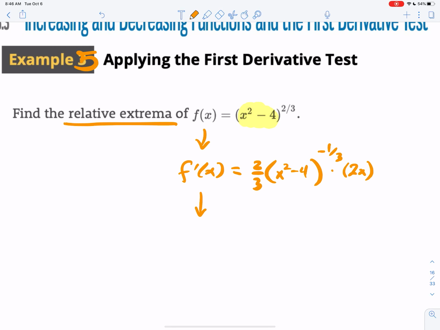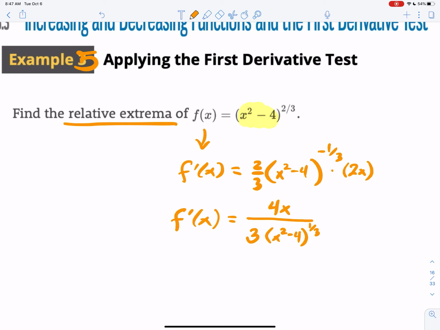I'm going to set this guy, actually, you know what? I'm not going to do that just yet. F prime of x will now equal, I know that x squared minus 4 to the negative 1/3 is going to go down below because it has a negative exponent. So the only thing that stays on top is the 2 and the 2x, which makes 4x. Down below, I have a 3 and x squared minus 4 all to the 1/3 power. Make sure that you guys understood what just happened there.